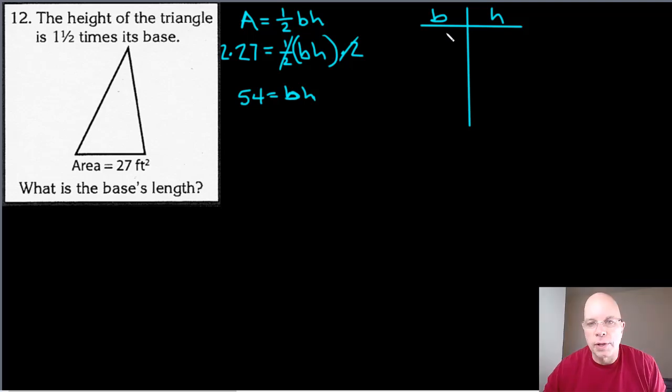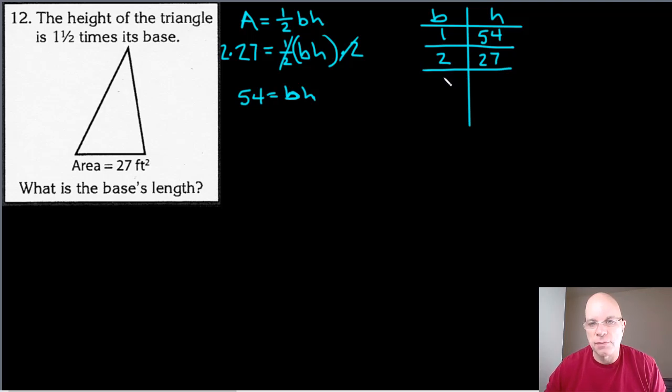The smallest whole number that would make sense to use for a base length would be 1, which would mean I would need a height of 54. Well, that's way more than 1 1/2 times the base. If my base was 2, my height would be 27. That's also much more than 1 1/2 times the base.